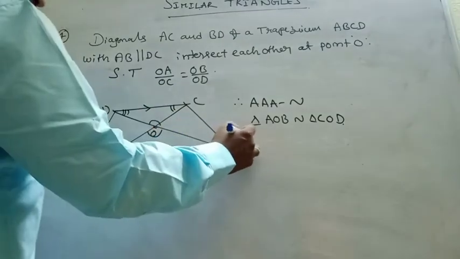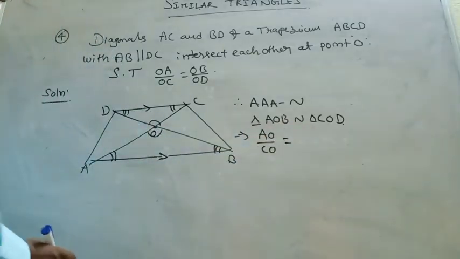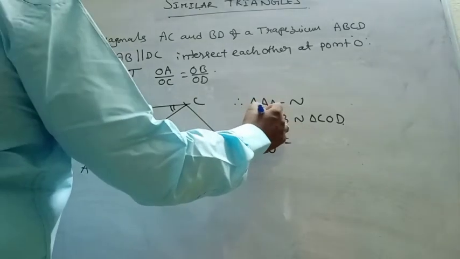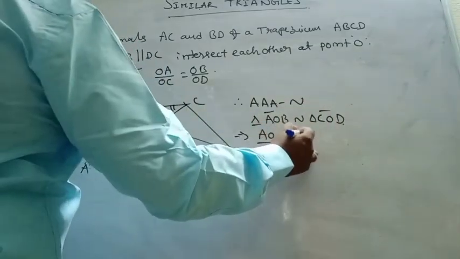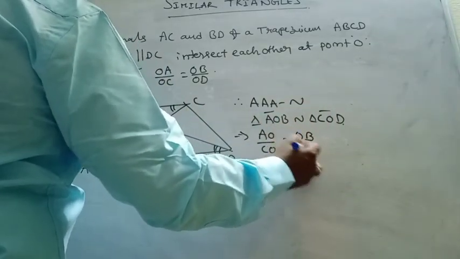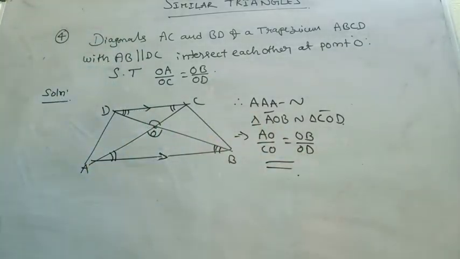That implies, my dear students, AO by CO is equal to, because corresponding sides are in the same ratio, AO by CO is equal to OB by OD. We got that. That is what you require to prove. Such a beautiful way we have got this particular problem. Very simple way you have got this problem.